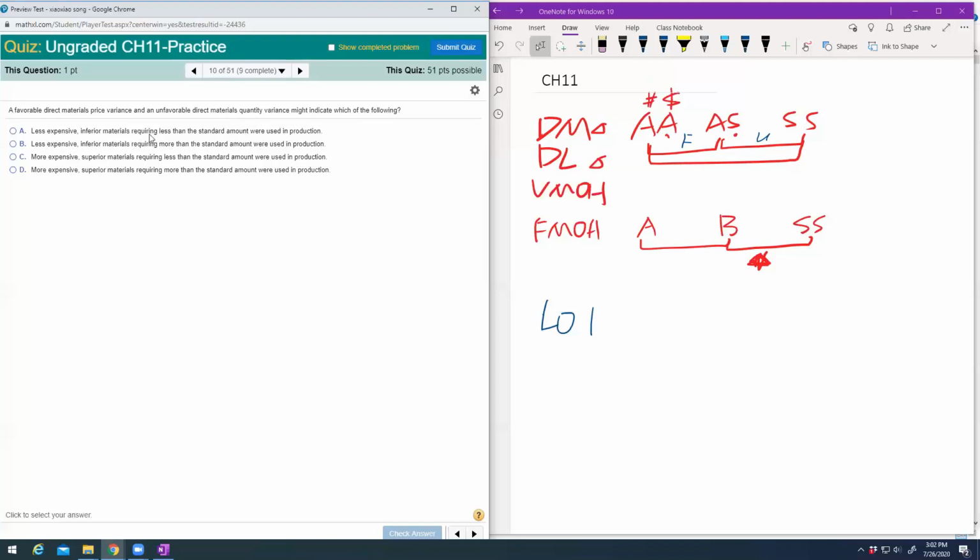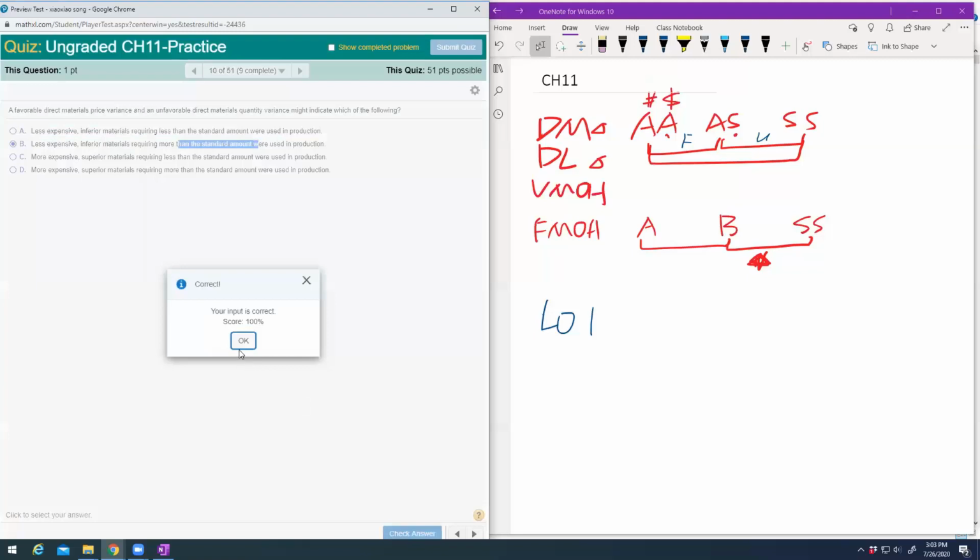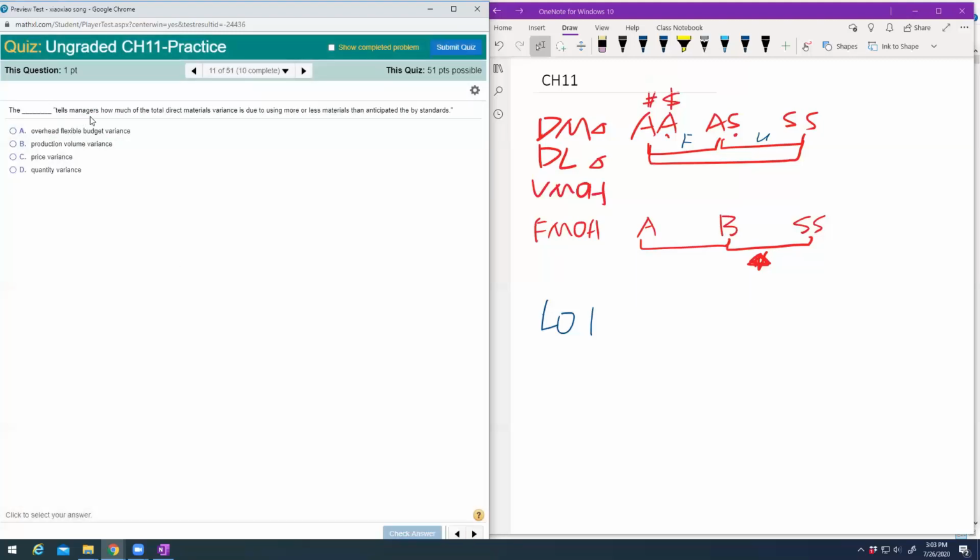No. So if you use less than the standard amount, you will have a favorable quantity. But now you have an unfavorable quantity. So you use more, less expensive, cheaper, and you use more amount because it's lower quality. You have to use double, maybe, let's say. Okay. It tells the manager how much of the total direct material varies due to using more or less material. Use more or less, it's all about your quantity, right? Quantity variance is all about the quantity.